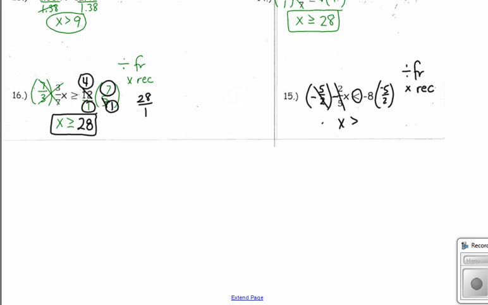Then, on the right side, I have negative 8, which is negative 8 over 1, times negative 5 over 2. A negative times a negative is a positive, so my answer is going to be positive. I can simplify ahead of time with the 2 and the 8 by dividing by 2. 2 goes into 2 once, and 2 goes into 8 4 times. So 4 times 5 is 20. So I have 20 over 1 times 1. And the answer is 20. All numbers greater than 20 are the solution to that inequality.